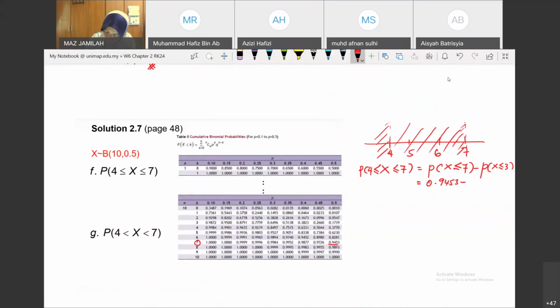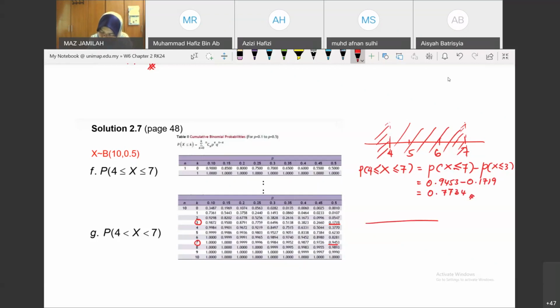0.9453 minus P(X less than or equal to 3). You will get this one, 0.1719. Okay, what will be the answer here, class? 0.7734. Okay, so this is how we get the answer.